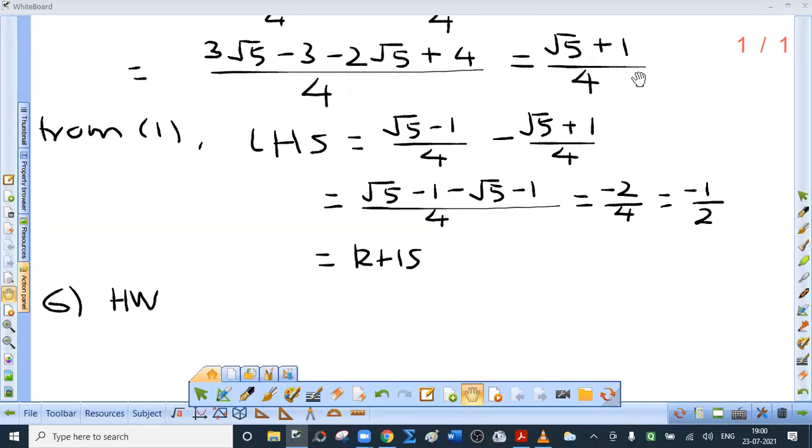Now sum number 6 is again a simple one, for homework. There are two approaches. Begin with LHS, use cos of alpha plus beta and then cos of alpha minus beta. What is cos pi by 4? Same as sin pi by 4, 1 by root 2. That's it. Or you may say we will apply the cos A plus cos B formula. That is the simplest thing. Okay, so this is about sum number 6.